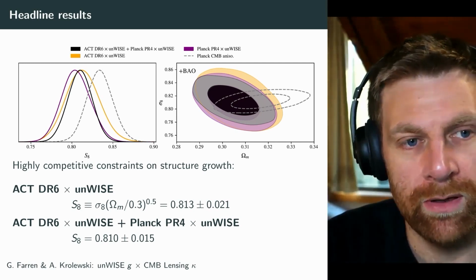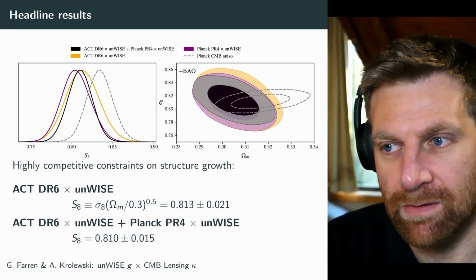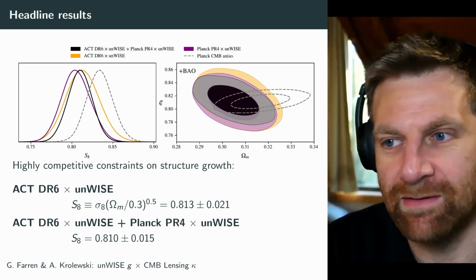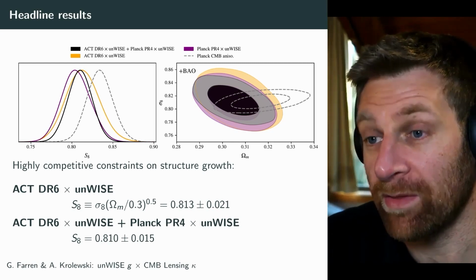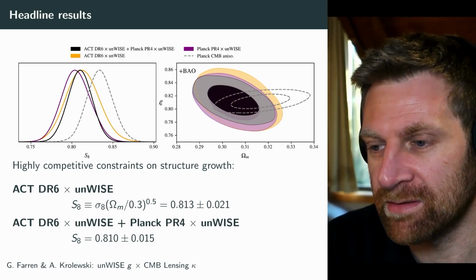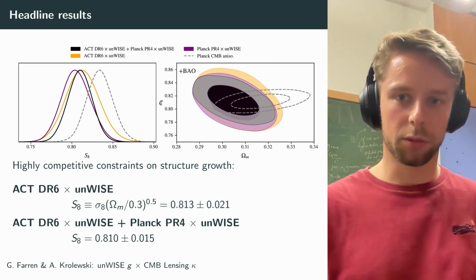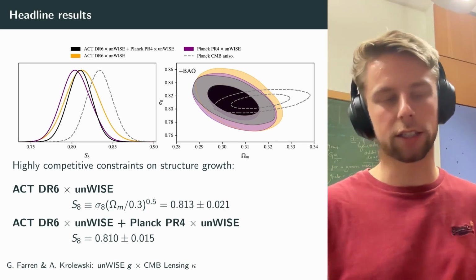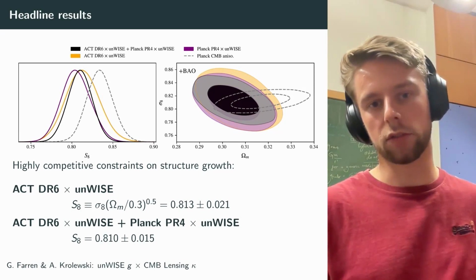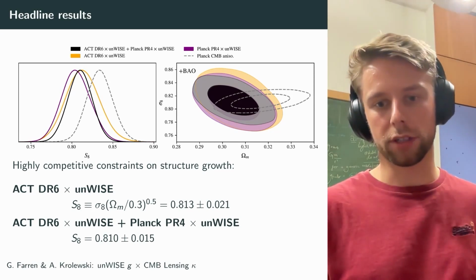Do you at any point do a combined constraint? Because looking at how not in tension these are, a combined constraint of Planck CMB anisotropies with your new ACT cross unWISE? Yeah, so this is something we would talk about in future work. So that is something that we're planning, but it's not yet been done. We just focused on the cross-correlation measurement first.